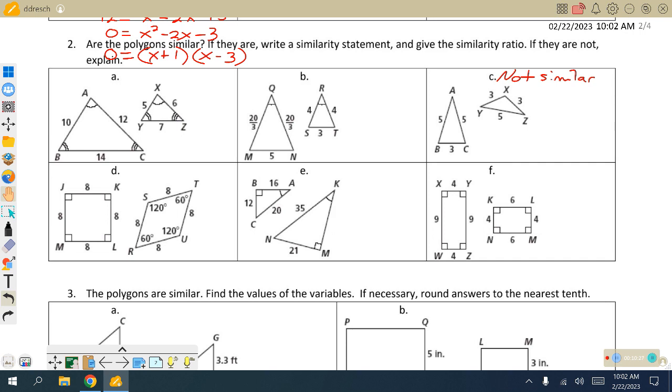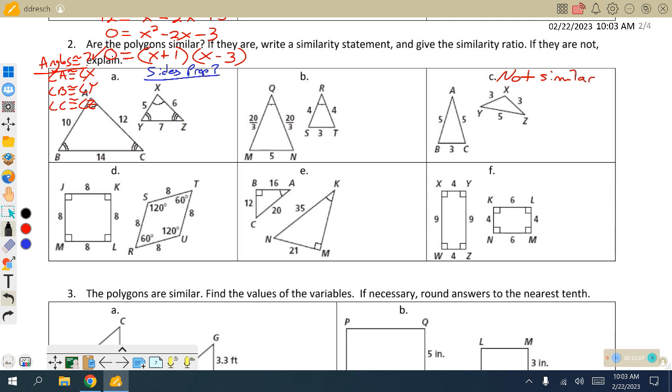Angle A corresponds to angle X. That's what I'm looking for. Angle B can match up with angle Y. And angle C, triples, goes with angle, what is it, Z? So our angles are congruent. Yep, we're done there. Next thing I'm looking for is, are the sides proportional? That's what I'm looking for in you guys.